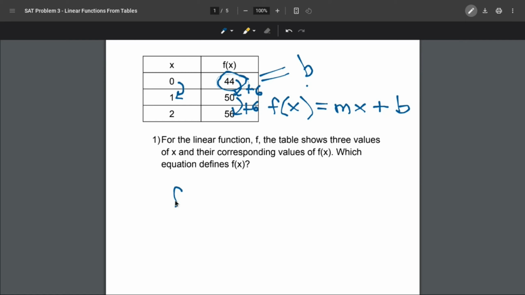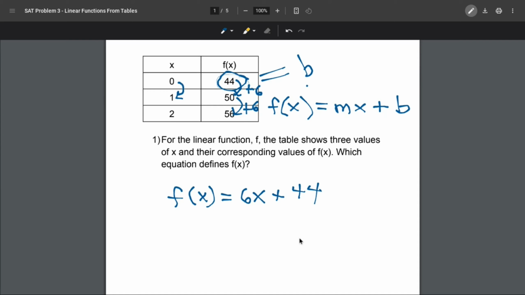So we're going to say f of x equals 6x plus 44. Okay, so when you're increasing by 1 on x, you can just look at the increase of f of x. That's going to be your slope. And when you have x equals 0, you look to the f of x value. That's your intercept. Okay, so I'm going to go through 3 more of these problems.